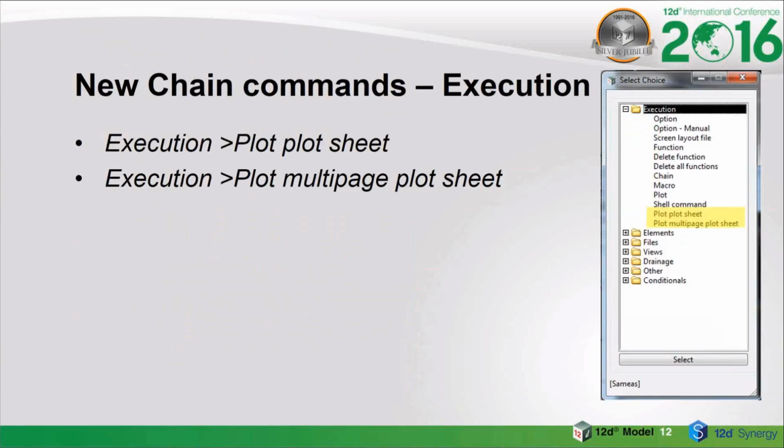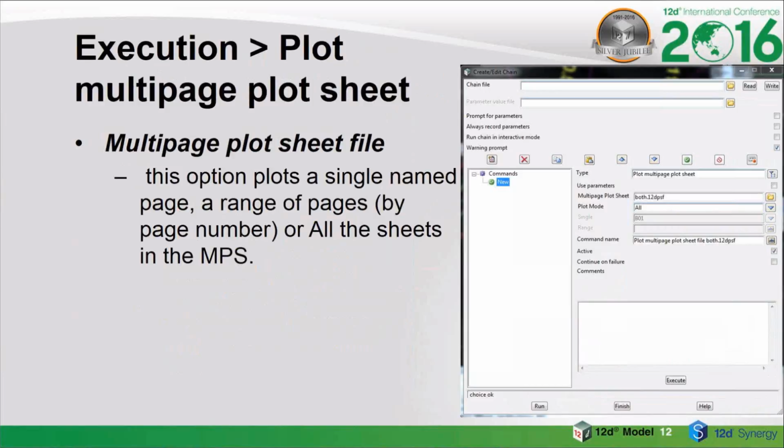New chain commands under execution. We have a plot sheet. And we can do a multi-page plot sheet. So these are all able to be run by chains. You probably won't know a lot about them at the moment, but they're new features, plotting a plot sheet and plotting a multi-page plot sheet in version 12. So you can execute a multi-page plot sheet. This option plots a single name page, a range of pages, or all sheets in the multi-page plot set.